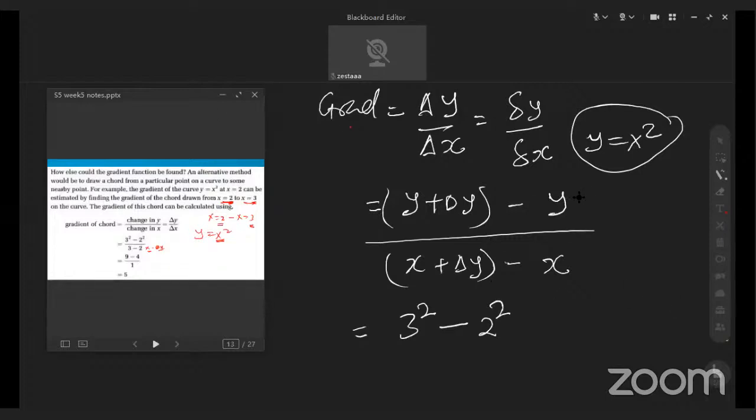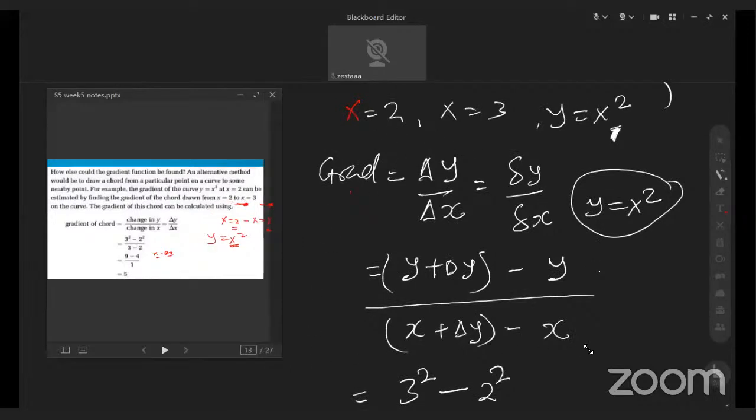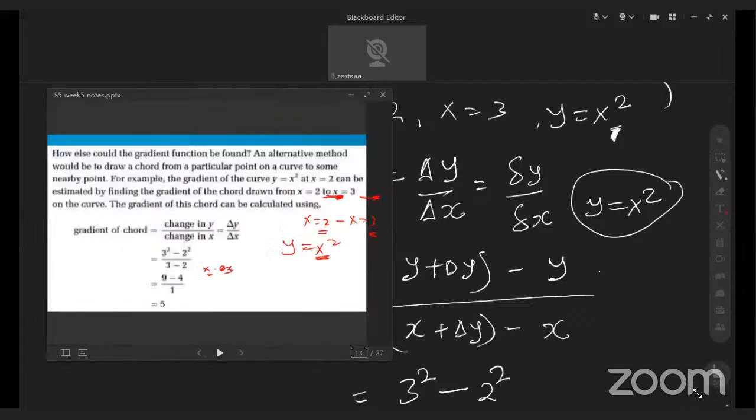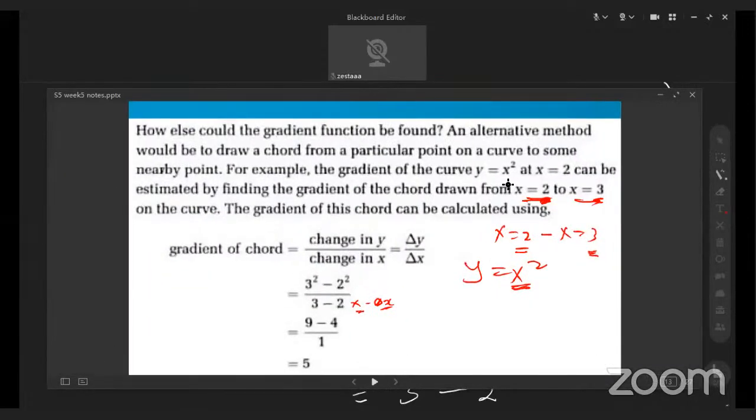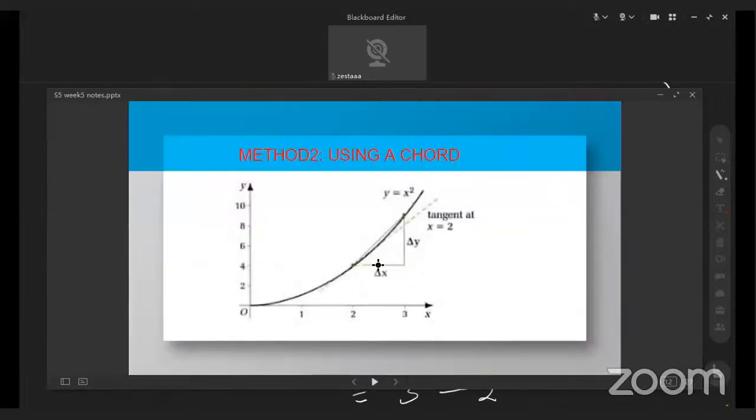Let me repeat this, because we may lose the concept. We are on the gradient of the chord now. If you pick any point, any change in x, remember what is changing is the x, not the y. When you have your chord, this is our chord that we have. What we are changing is this one here, our x. So if you change your x from 2 and you move to 3, meaning we've changed it from 2 up to 3.